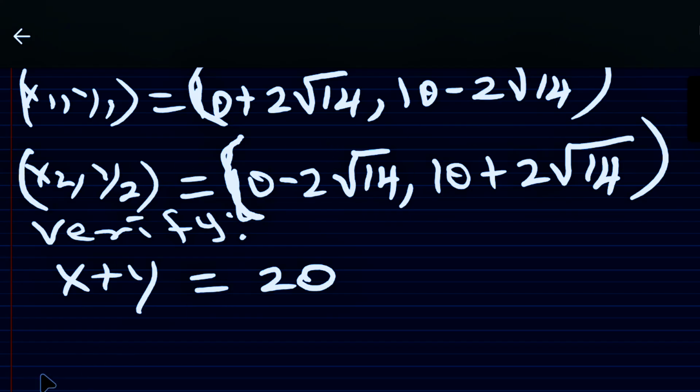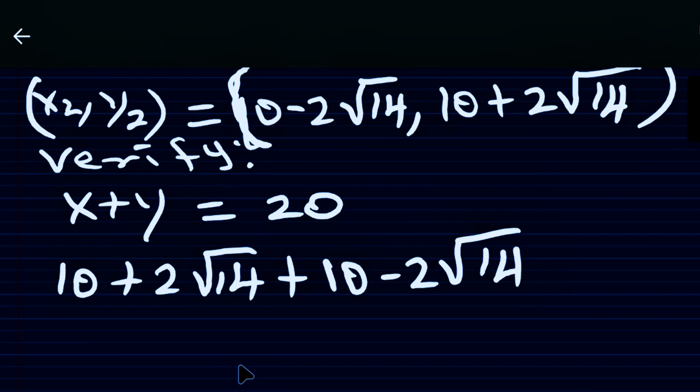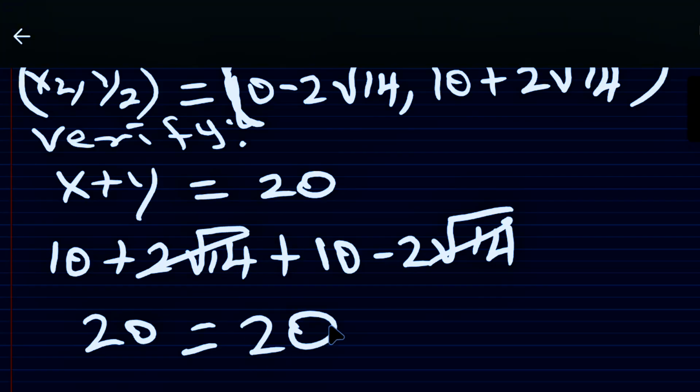So x1, y1 is 10 plus 2 square root of 14, then plus 10, that is y1, minus 2 square root of 14. So from here, 10 plus 10 equals 20, and positive 2 square root of 14 minus 2 square root of 14 cancels out. So x plus y equals 20, which is equal to the 20 that we have here. So these two values satisfy this given equation.